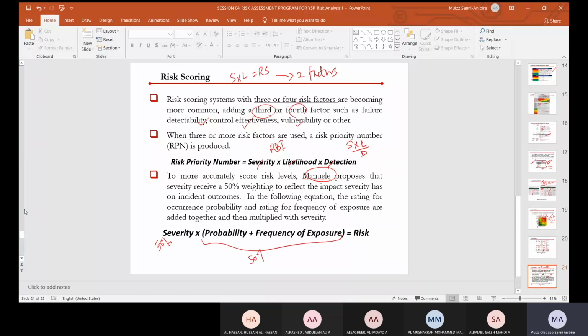So in that case, he is proposing that probability should be added to the frequency of exposure. Here, the probability of occurrence is added to frequency of exposure, and after that you multiply this with the severity and then determine the risk. So this is another way to look at the risk score, or to characterize the risk.